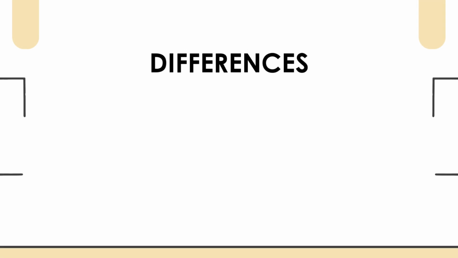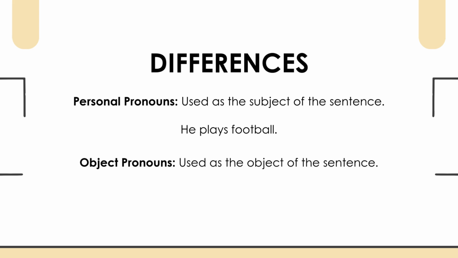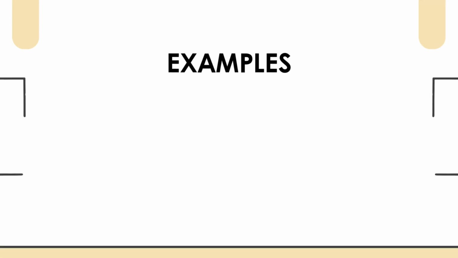It's important to understand the difference between personal and object pronouns. Personal pronouns are used as the subject of a sentence, like in "He plays football." On the other hand, object pronouns are used as the object of the sentence, like in "I like him." To make it easier, think of personal pronouns as the ones performing the action and object pronouns as the ones receiving it.